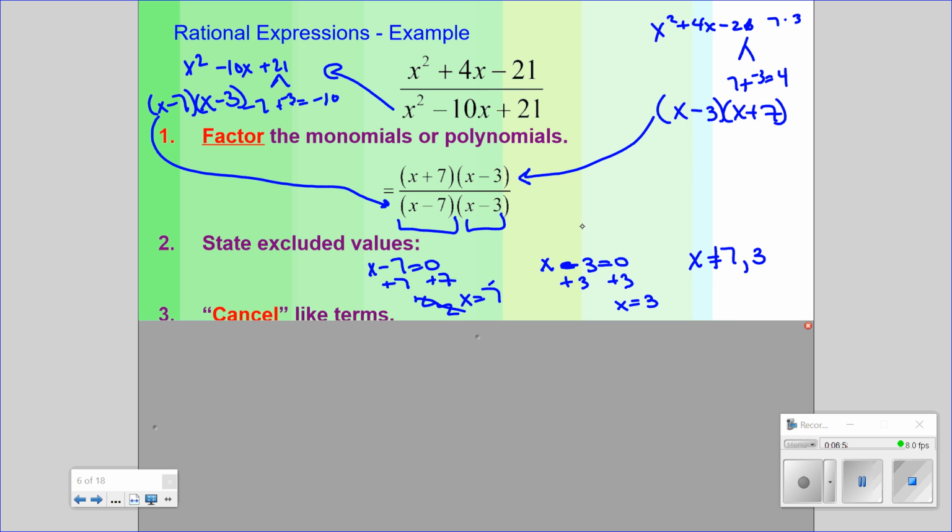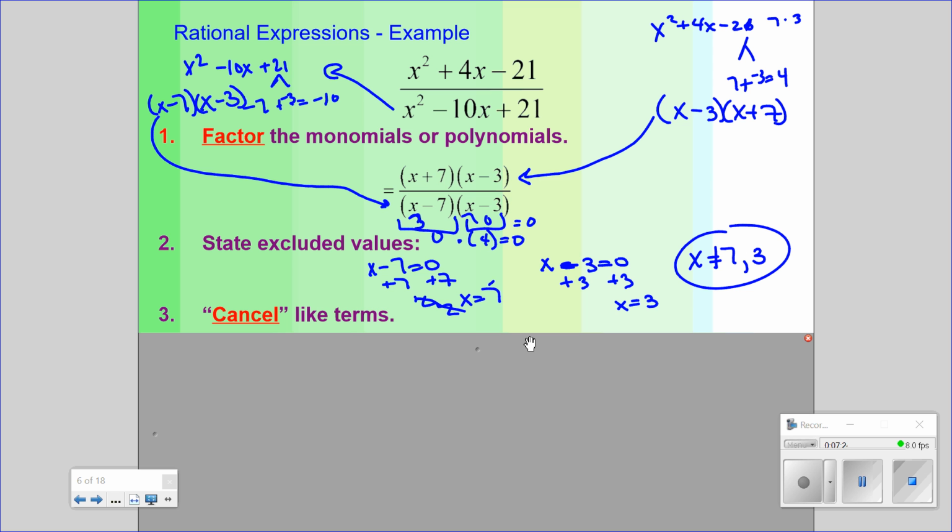If I were to put 7 in for my x's, this is 7 minus 7, which is 0, times 7 minus 3, which is 4. Well, it really doesn't matter what that is. 0 times 4 is 0. And I can do the same with the 3. 3 minus 3 is 0. 3 minus 7 is negative 4. 0 times negative 4 is still 0. So these are both excluded values.